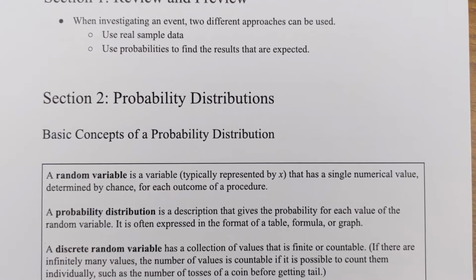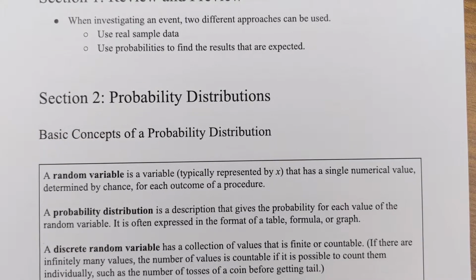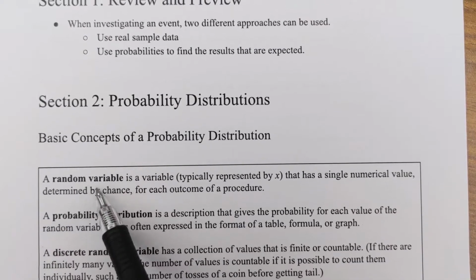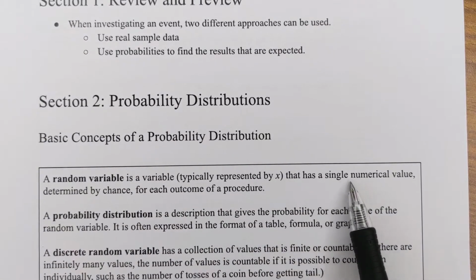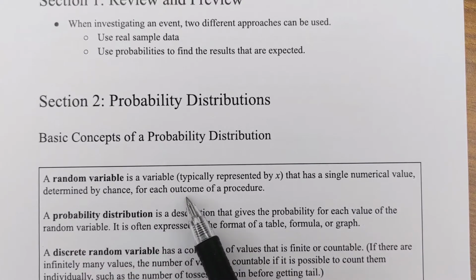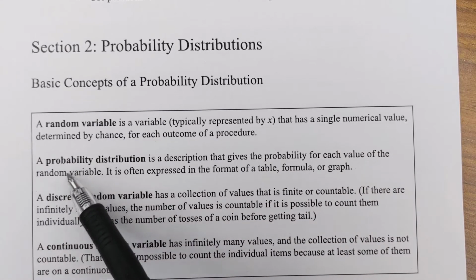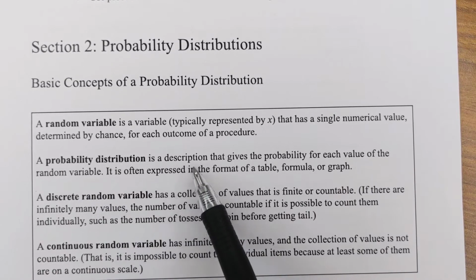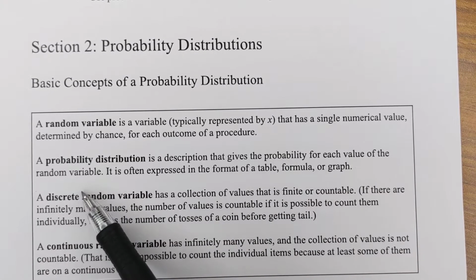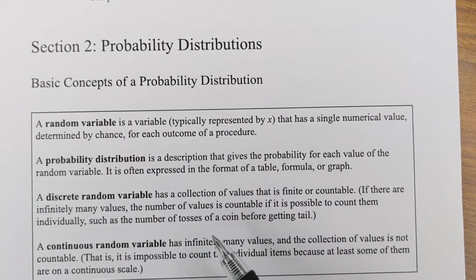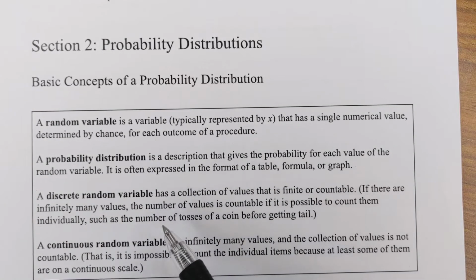Okay, so Section 2, probability distributions. So basic concepts for a probability distribution. You have a random variable, usually x, that has a single numerical value determined by chance for each outcome of a procedure. So your results are numbers. A probability distribution is a description that gives the probability for each value of the random variable, in a table, formula, or a graph. So like a histogram or something like that.